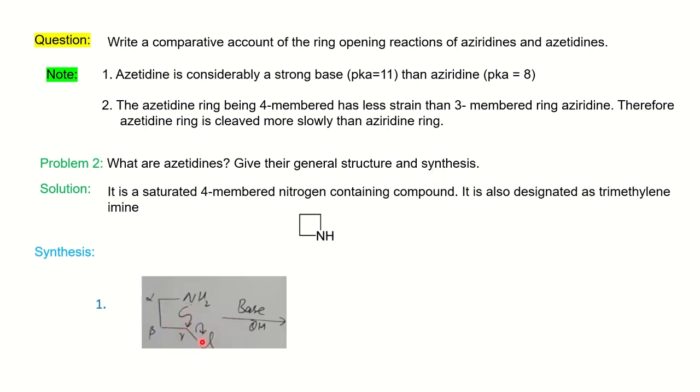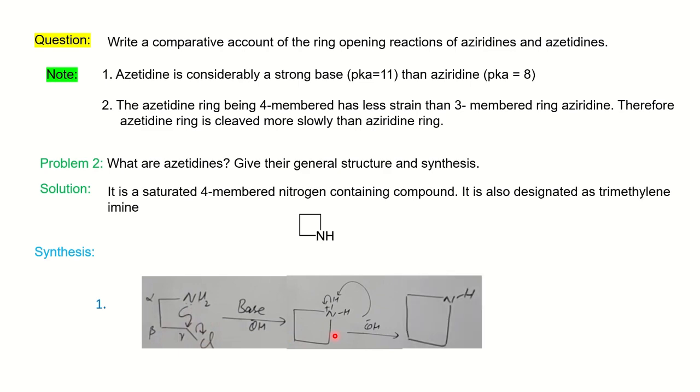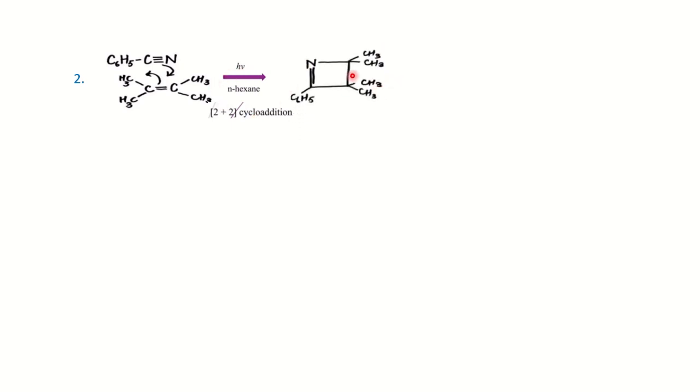You can see here, by taking gamma-chloropropylamine, in the presence of base, intramolecular loss of HCl will give you the azetidine ring, the final product. Another reaction is the 2 plus 2 cycloaddition, by taking the nitrile functional group and a C=C alkene group. On addition of these two under photochemical conditions, 2 plus 2 cycloaddition will occur, and you will get the nitrogen in a 4-membered ring, which is an azetidine derivative.